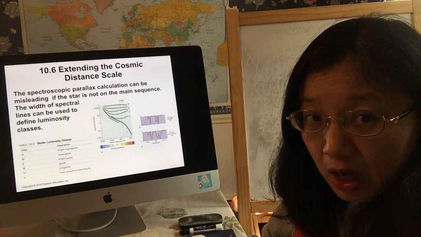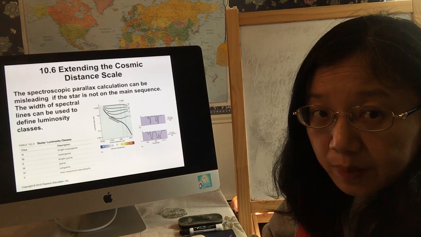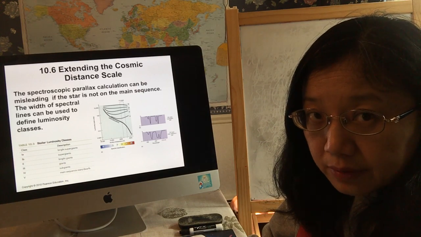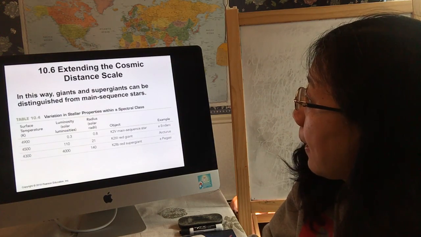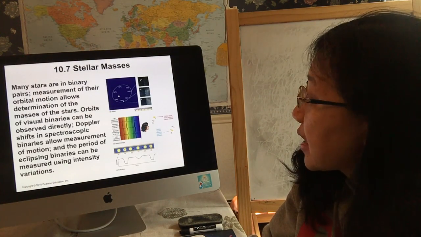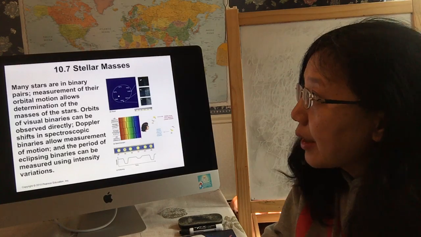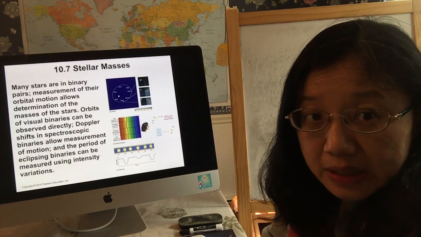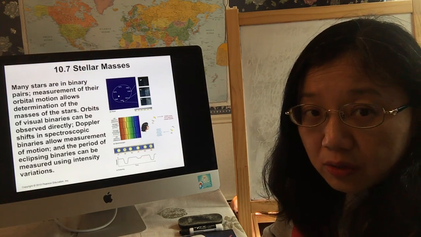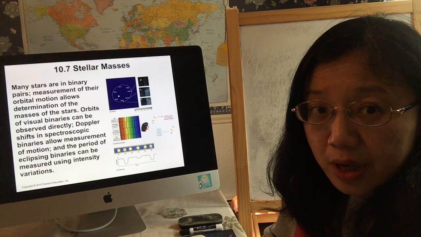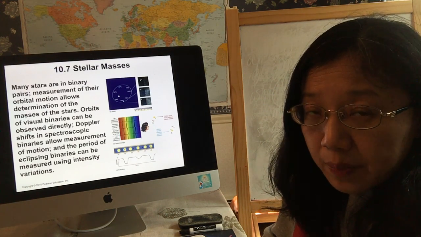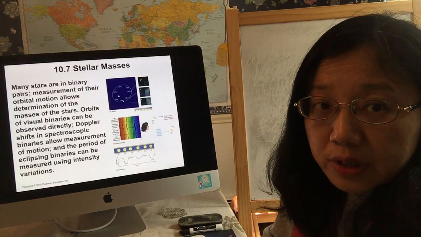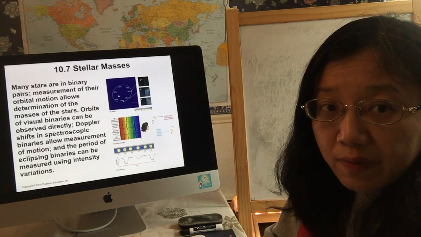Again, I'm not going to ask you to know the details about it because this is a 101 very fundamental class for astronomy. The next thing I want to talk about is stellar masses, because this is a very important factor later on when we talk about the life cycle of a star. Stellar mass plays a very important role in determining how the star is going to evolve and eventually how the stars are going to die.